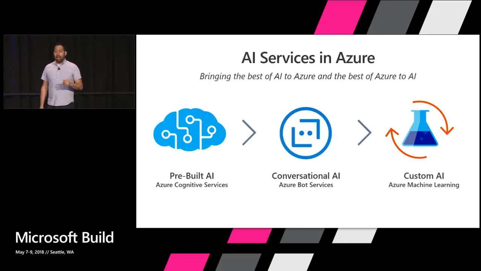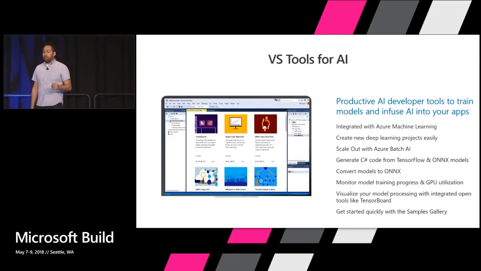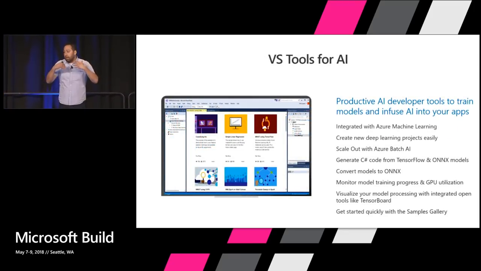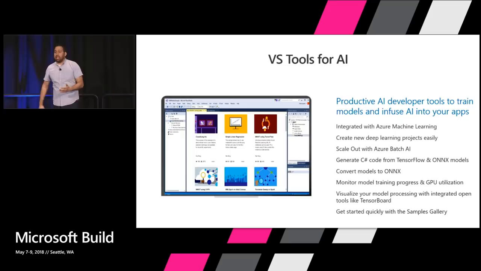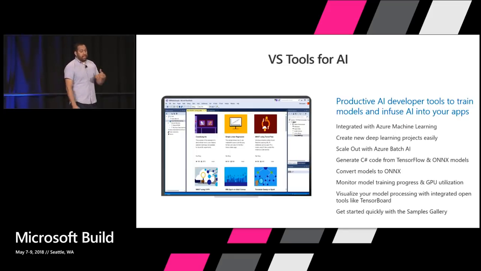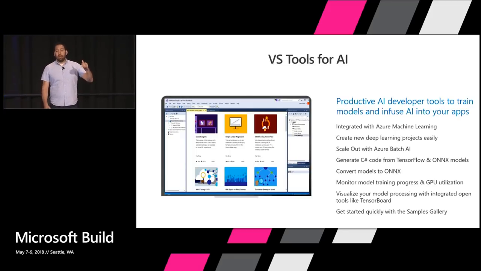Okay. Next, we also have Visual Studio tools for AI. If you're comfortable with Visual Studio and that's your thing, we have these tools built in. For example, one of the things that you didn't get to show because we're running out of time is, right away, if you open up Visual Studio and you're like, I just want to try something in AI, you can actually go to the Azure Machine Learning Gallery.